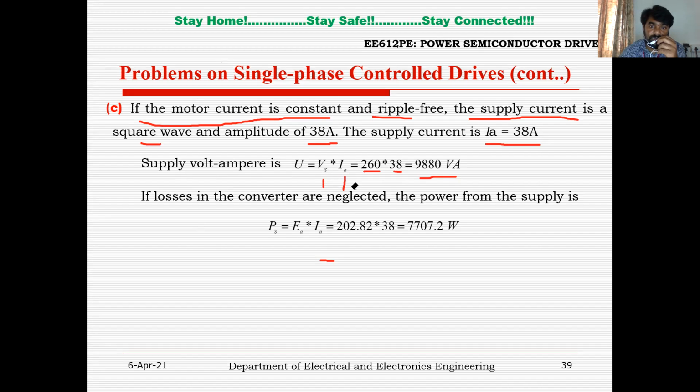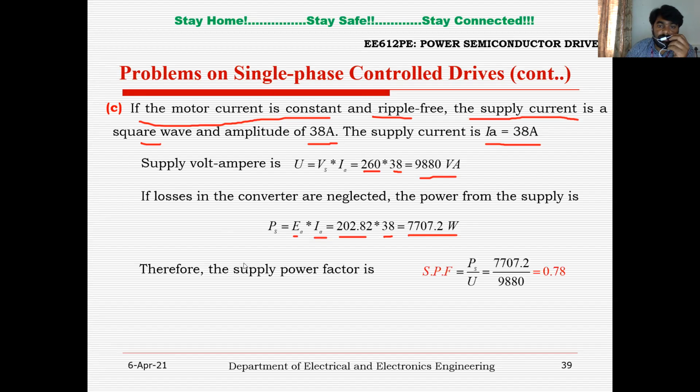If the converter losses are neglected, then the power fed to the motor will be equal to EA into IA, right? EA was 202.82 volts, and that multiplied by 38 will give the power given to the motor armature terminal, that is 7707.2 watts, right? So the supply power factor is given by the output power of the converter to the input power of the converter. So you will get it as 0.78, right? So this is the supply power factor, which is 0.78.